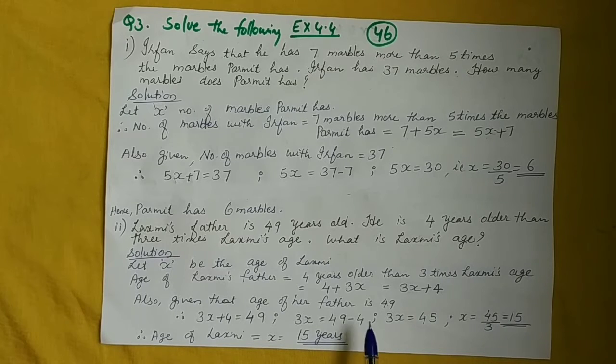It will have a minus sign. So 3x is what? 49 minus 4. So 3x is 45. Here 3 is multiplied by x. Now we are sending this 3 from LHS to RHS. When it goes to the RHS, it will come in the denominator. That means 45 is divided by 3. So x is 45 by 3, 15. What was our x? Lakshmi's age. So the age of Lakshmi is equal to x is equal to 15 years.